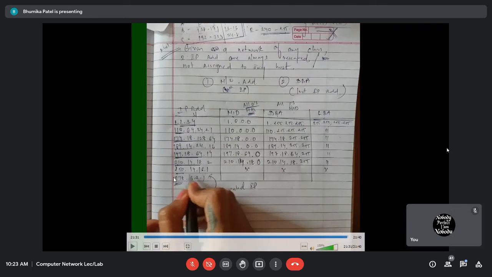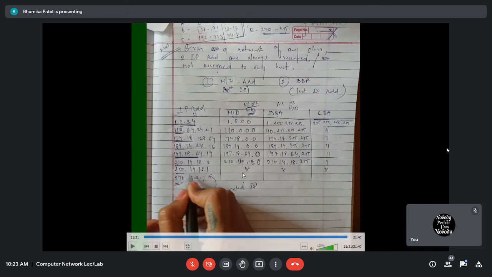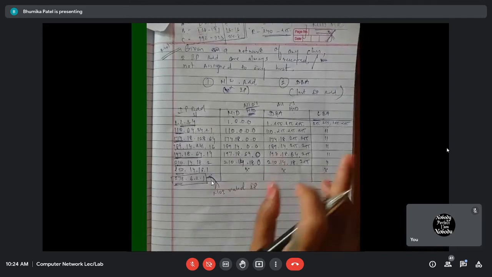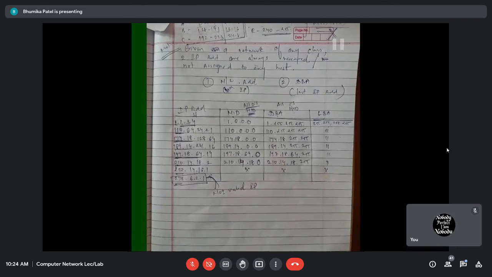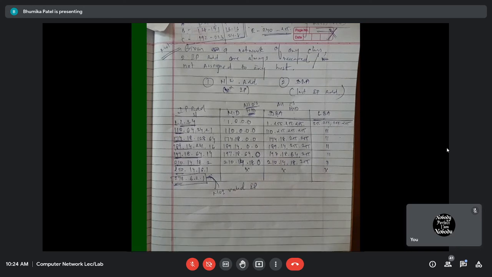Even if you set all the bits to 1, the last possibility will be 255. It will not be more than 255. So 278 is greater than 255, so it is not a valid IP address. So this is what we have seen: how we can find the network ID, directed broadcast ID, and the limited broadcast ID. Are you getting this?